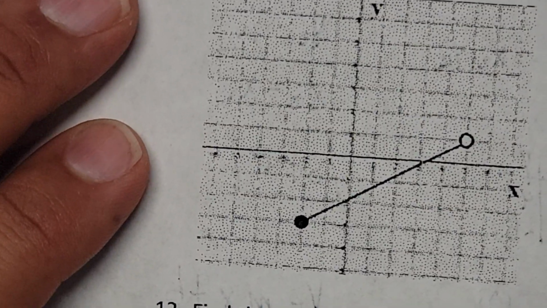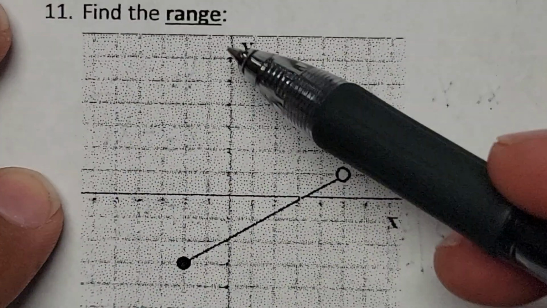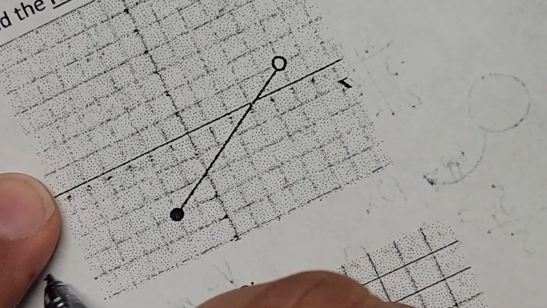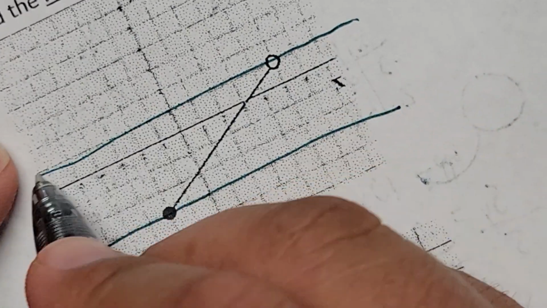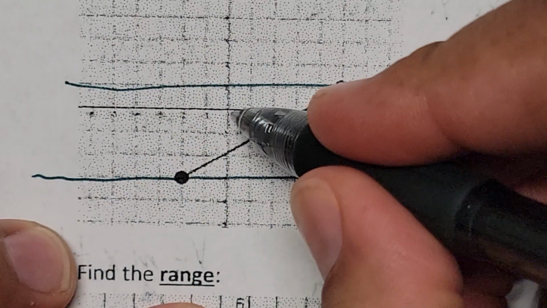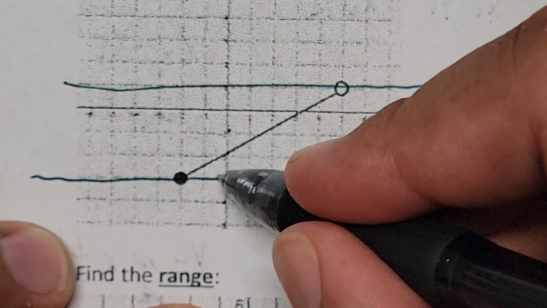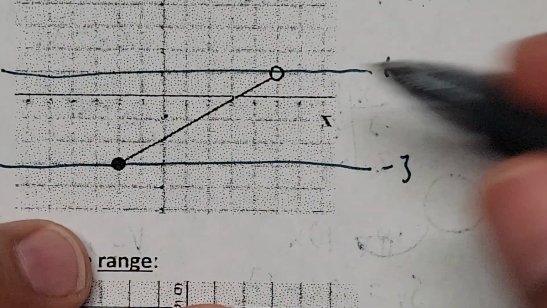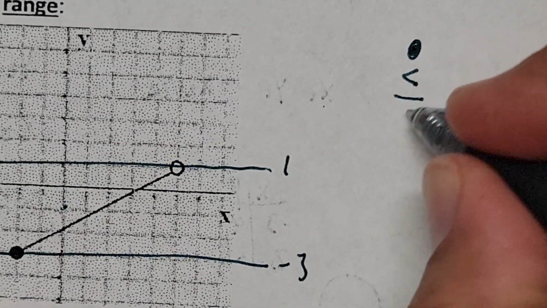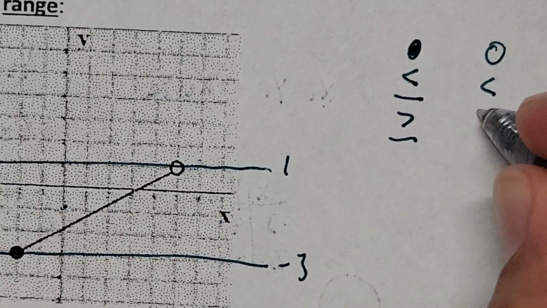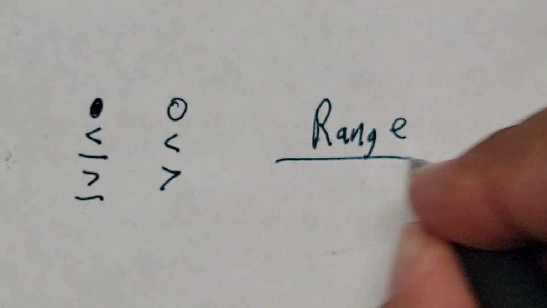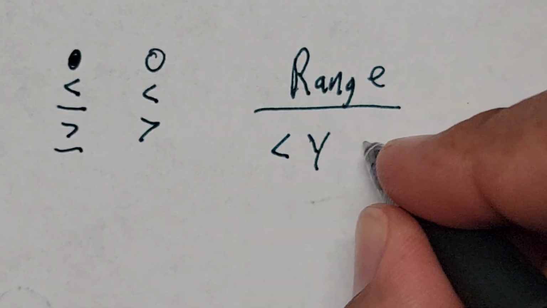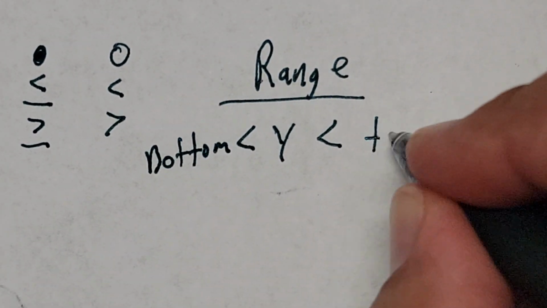Over here in the back, I want to find the range. So remember, the range is from the bottom to the top. So we want to look at this bottom number going up to this top number. All right. So this is 0. There's our origin. That's negative 1, negative 2. So this is negative 3. And then this is positive 1. Now remember the rules. If you have a dot, use these symbols. If you have a circle, use these symbols, okay? And the range, it has the y in the middle. This is the bottom number, and this is the top number.